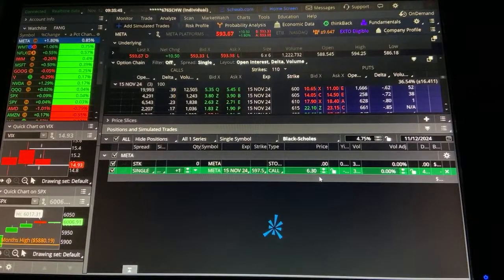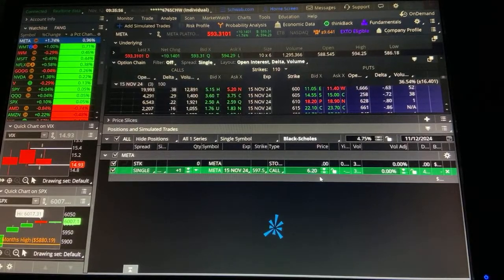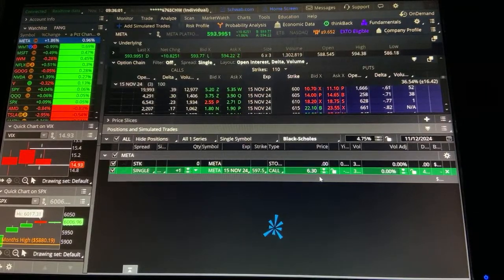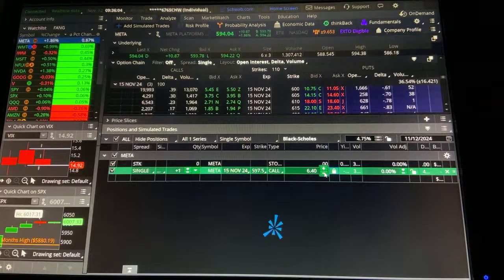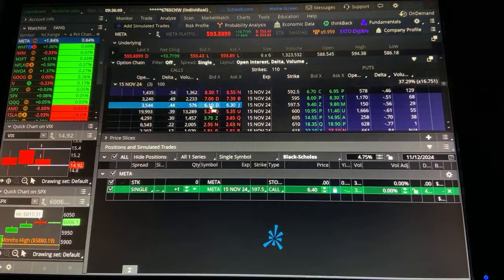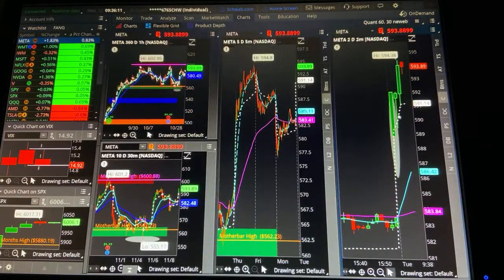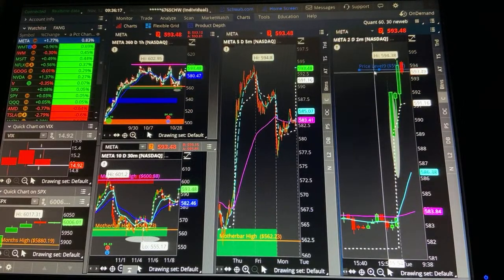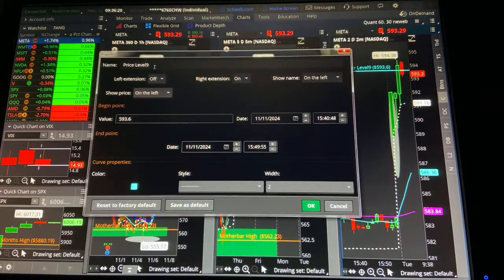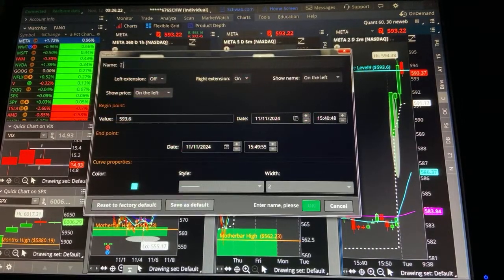SPY's trying to click higher here. So I got filled at 640. All right, spread's kind of annoying with Meta sometimes. So we get a continuation on that, but it is coming up to a level. It's kind of filling in here.